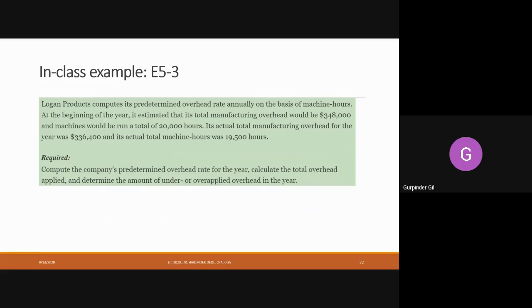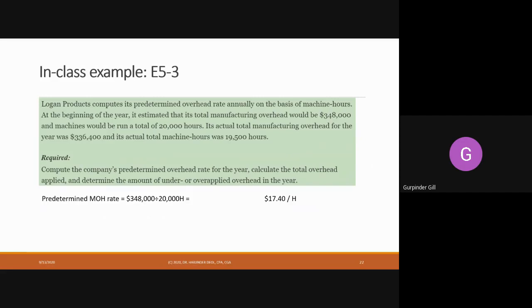At the beginning of the year, it is estimated that its total manufacturing overhead would be $348,000, and the machines would be run a total of 20,000 hours. Its actual total manufacturing overhead for the year was $336,400. So you only know the actuals at the end of the year. And its actual total machine hours worked is 19,500 hours. So let's get on with our calculation.